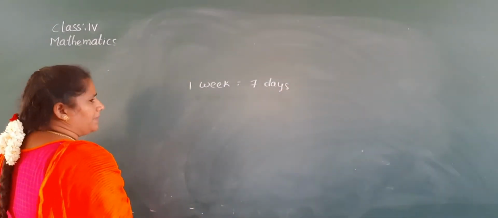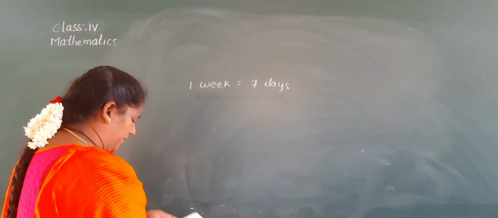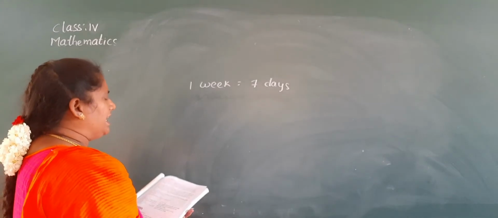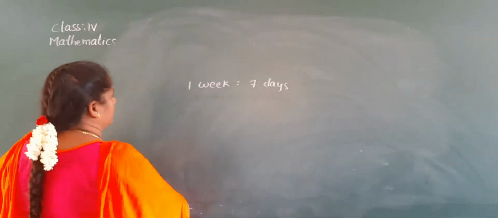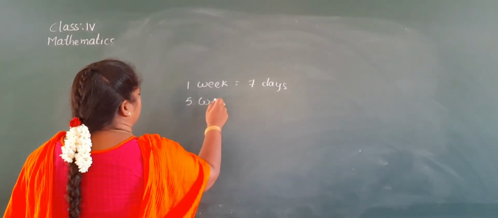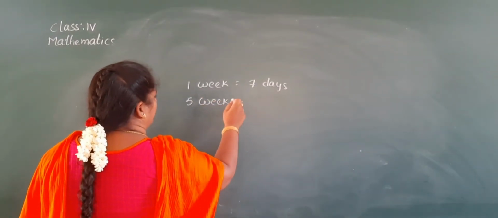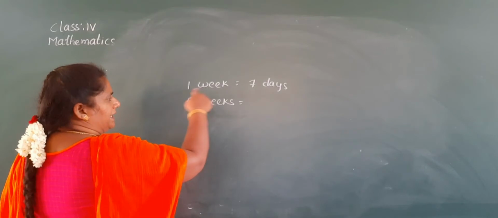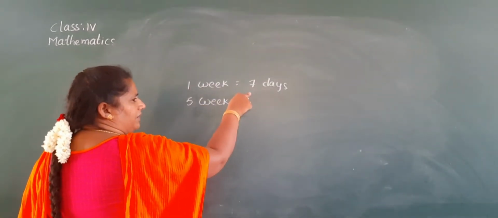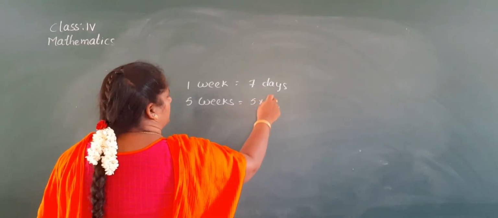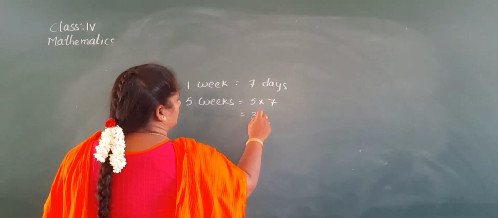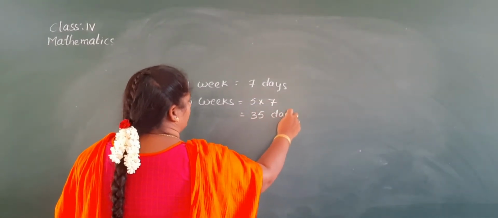So how many days are there in 5 weeks? 1 week equals 7 days. How many days are there in 5 weeks? In this problem we will do multiplication. Why? Here one item is given, that means 1 week is given and we are asked to find 5 weeks. So you do multiplication. 5 sevens are 35 days.